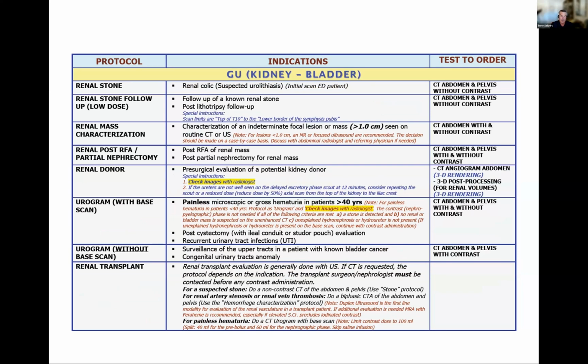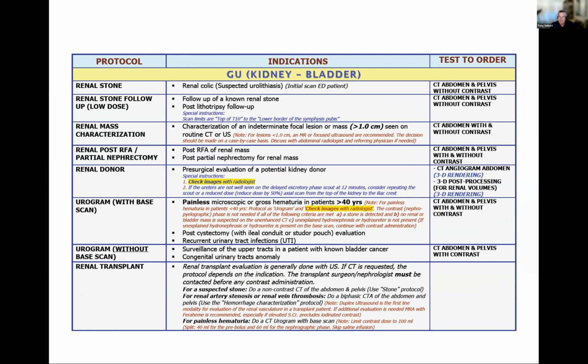Now moving on, we're obviously going through all the different body protocols. We're moving to the kidney and bladder organs, where various protocols are shown for renal stone follow-up, which is a low dose protocol, renal mass, urogram, renal transplant. Indications for each protocol provide details and the associated test to order.